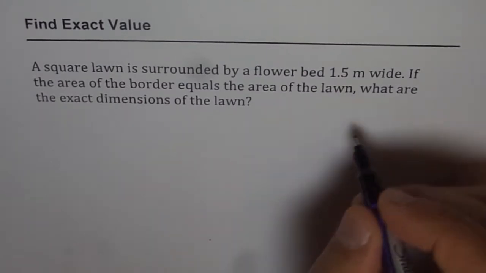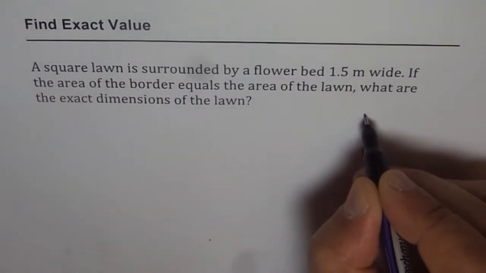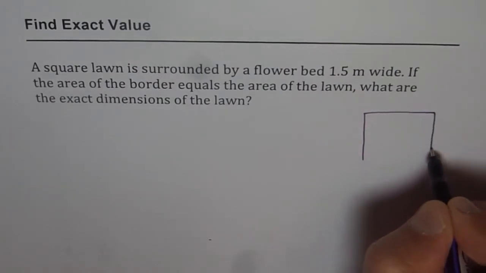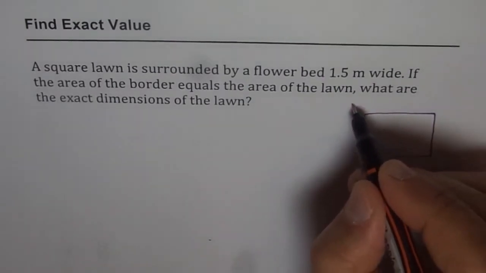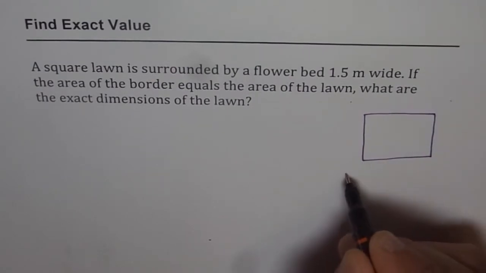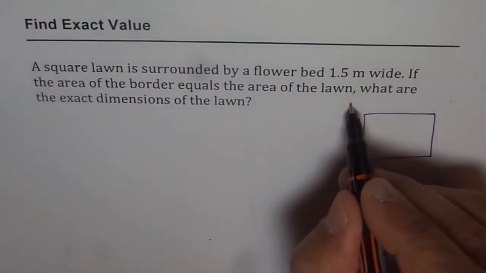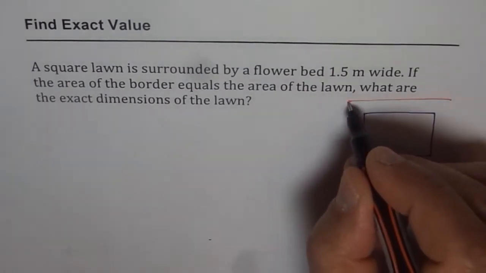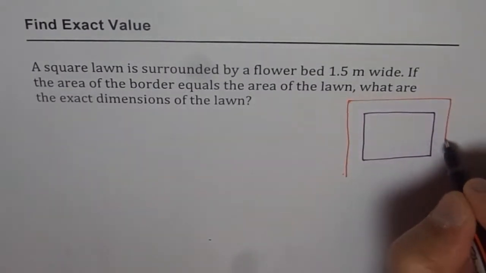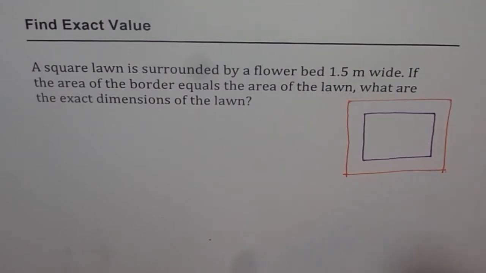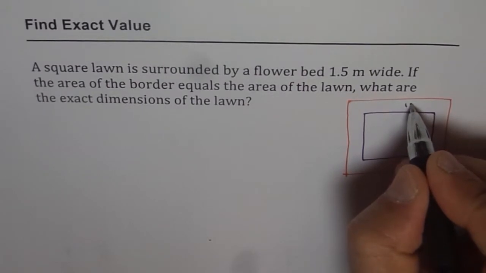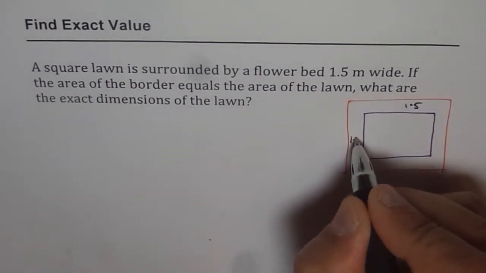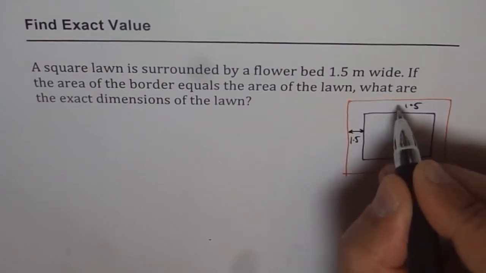So let's sketch this. What we have is a square lawn, surrounded by a flower bed, right? So that means 1.5. Let's join these points. That is how we can make another square all around it. Let's say that is the other square. And now what do we have? This is 1.5 meters here and 1.5 meters on either side. So that is what we have, correct?